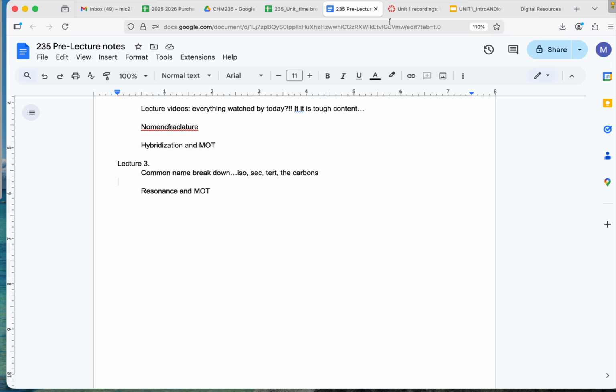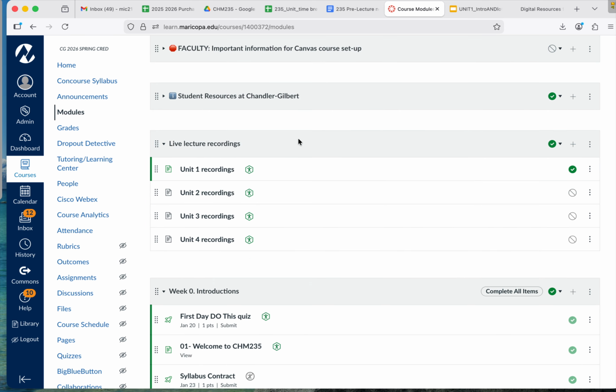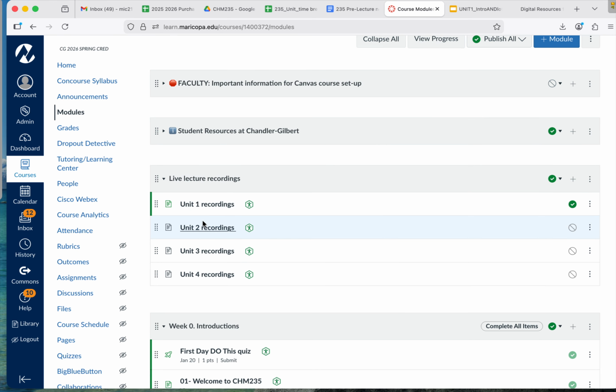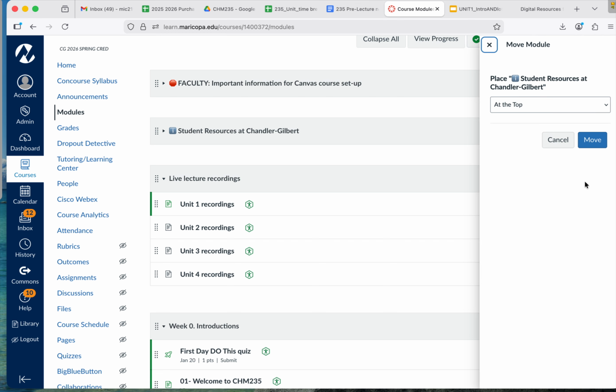The lecture recordings, when you go into modules, should be one of the very first modules. Technically, it's the third one right now. It says live lecture recordings, Unit 1 recordings. And then you'll see Unit 2, 3, 4 pop up when we actually have those. Logistically, do you guys want these module things? Oh, that one's for faculty. You don't care about it. The student resources, should I move that to the bottom so it's not in the way? Okay. I will go ahead and get that moved to the bottom. In fact, I can do that right now because it's easy. I'll get that moved out of the way so that you don't see it.